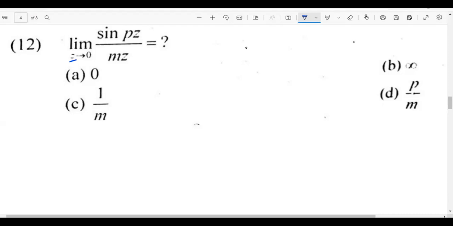Okay, let's do it together. We know that this would give us indeterminate form, so we'll differentiate this. When we differentiate sin pz, this would give us cos pz, and the derivative of this would be p. So we need to write that down as well, and we will be dividing it by the denominator. We'll take the derivative first. So derivative of mz would be m. Now we will plug in 0. So p into cos 0 by m. Cos 0 would be 1. So the answer would be p by m, and that is D.